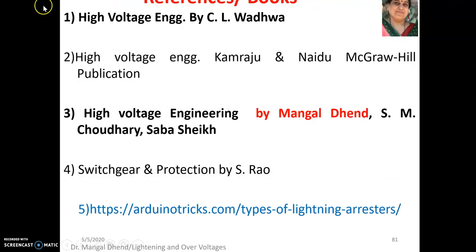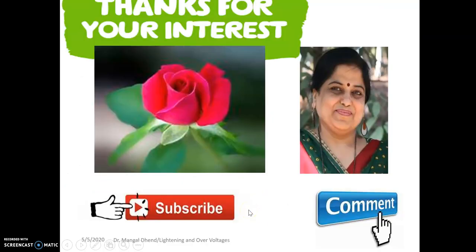So let us see the reference books which I have used, because some doubts were asked about which book is good for the topic. So I have given topic wise reference books. For this lightning arrestor you can refer to C.L. Wadhwa, Kamaraju Naidu's book. Sunil S. Rao's protection book is also good for the protection part. So you prefer this. Also you can refer to my book, and this website also I have used for the figures.